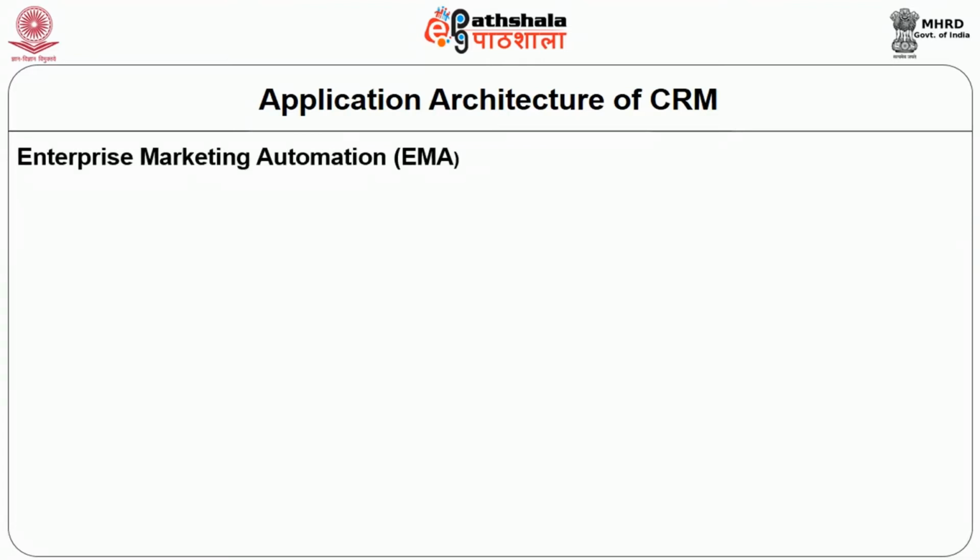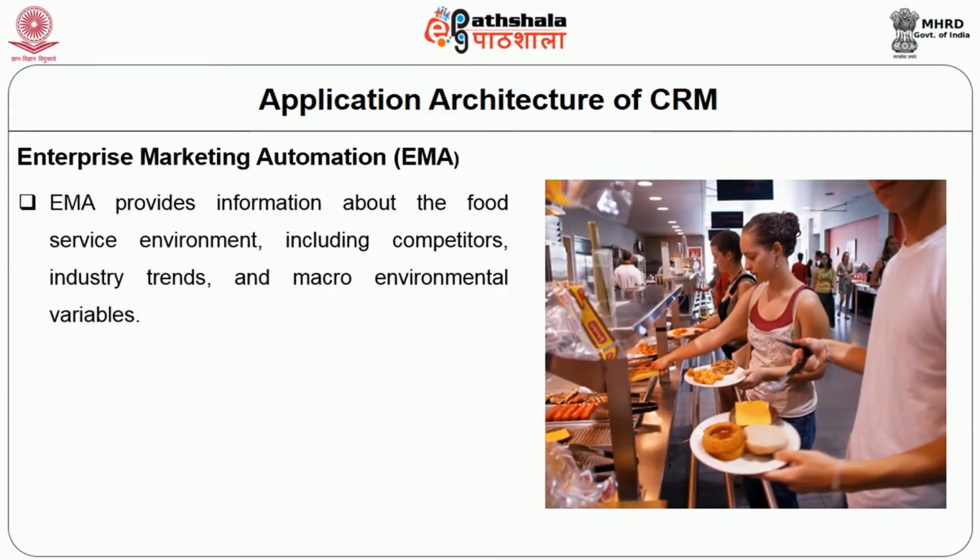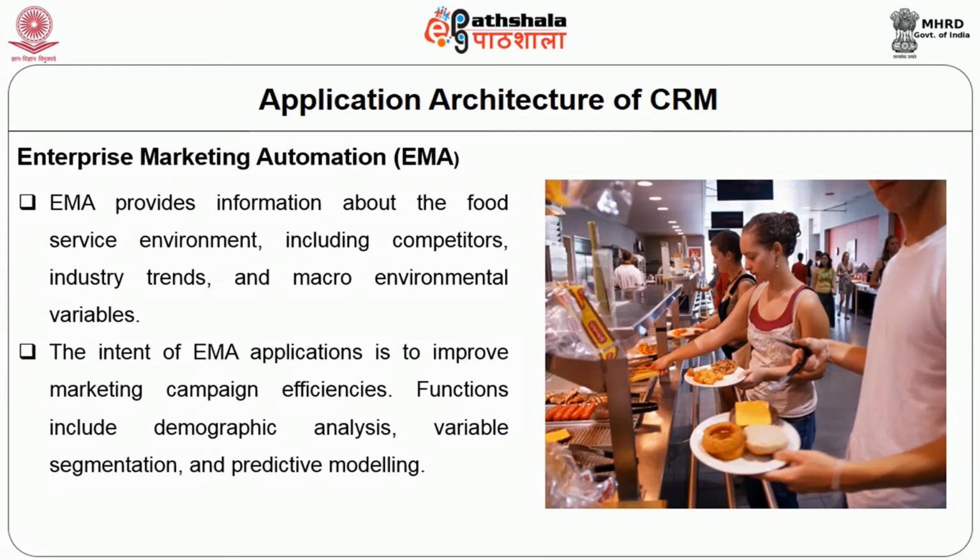Now, enterprise marketing automation, EMA. These provide information about the food service environment, including the competitors, industry trends and also the macro environmental variables. The intent of EMA applications is to improve marketing campaign efficiencies, and these functions include demographic analysis, collecting various demographic and local details, variable segmentation and also predictive modeling.